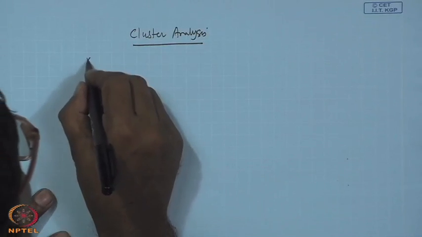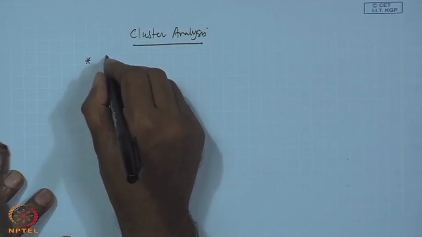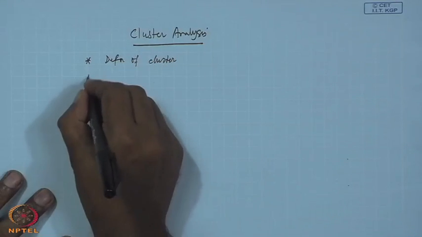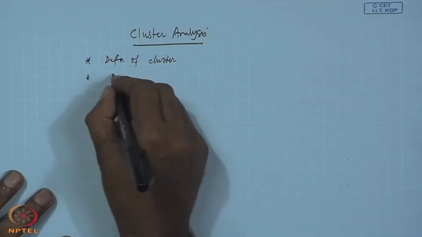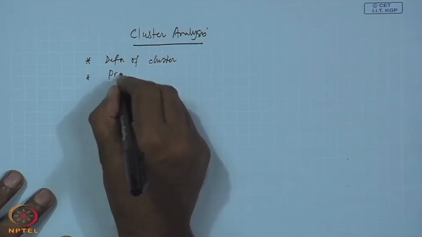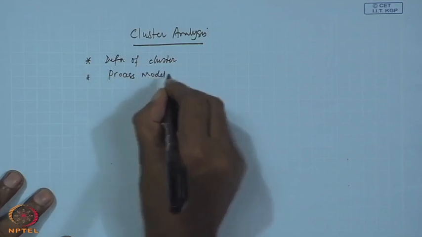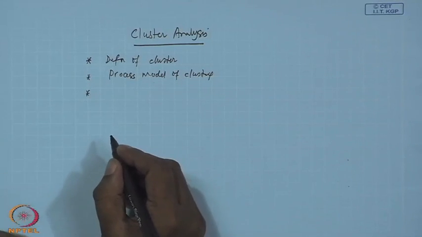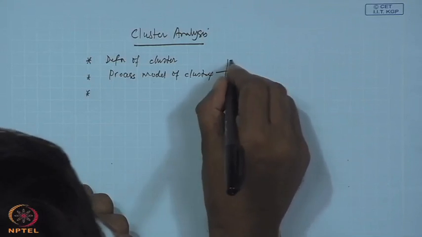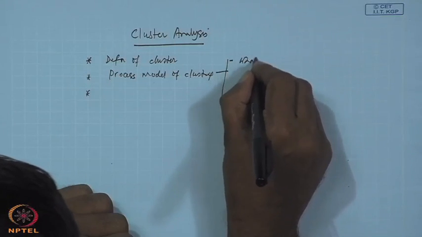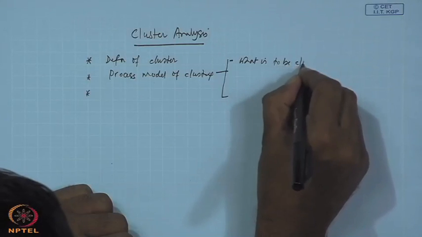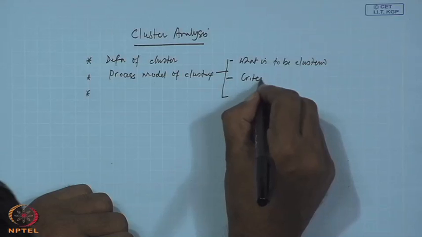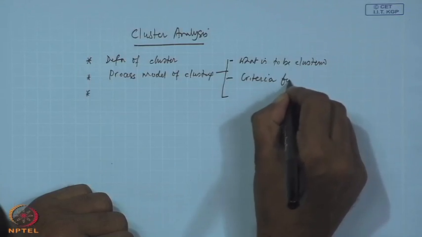Last class, what have we discussed? We have discussed the definition of clusters. Then we have gone for some process model of clustering. Under process model, what are the things we have known? What is to be clustered, and the criteria for clustering.